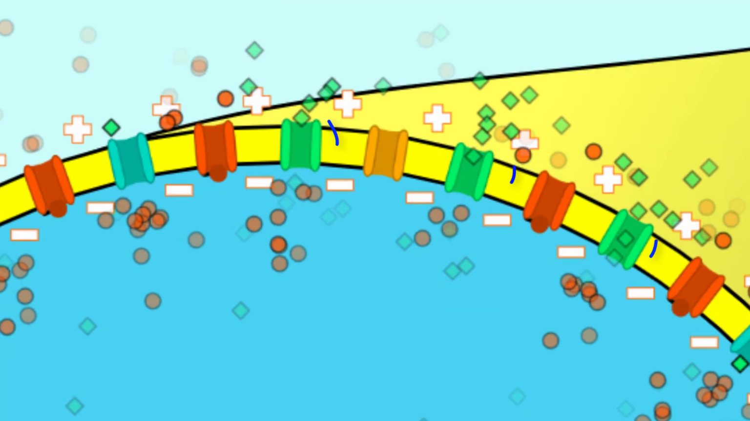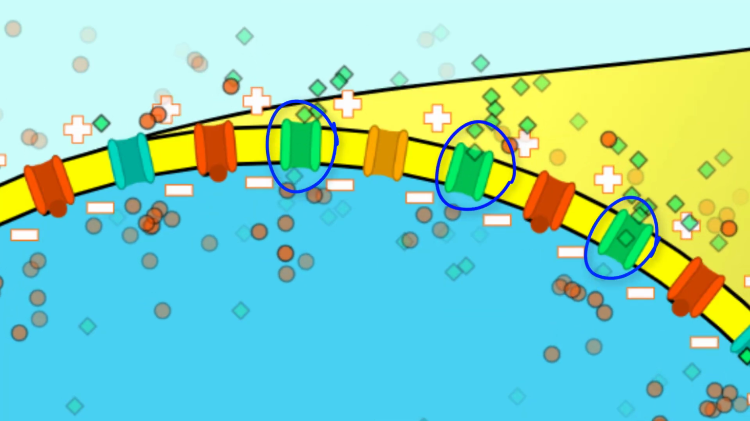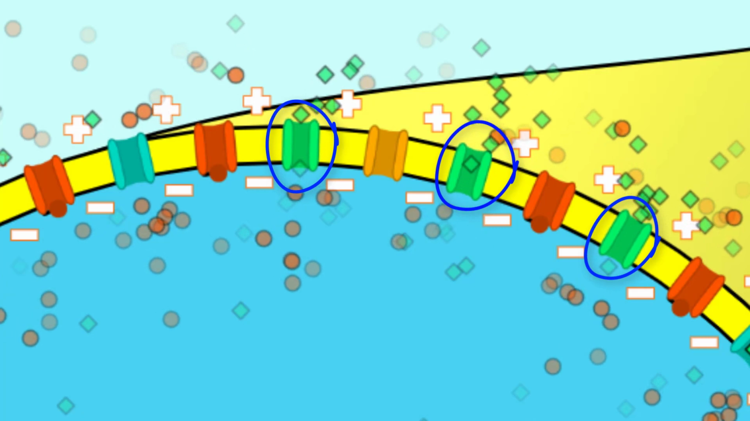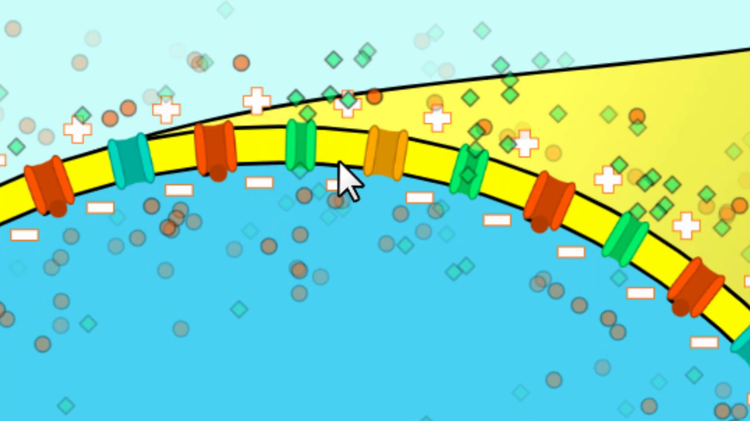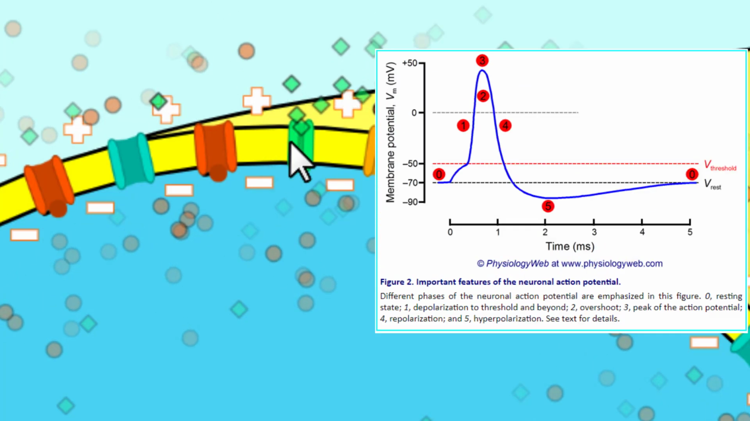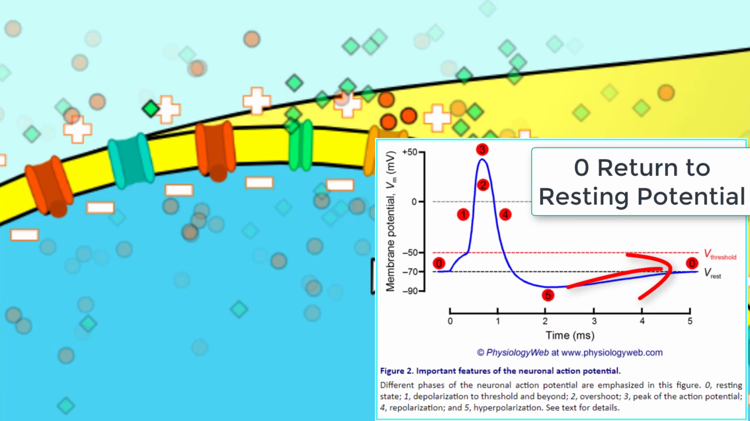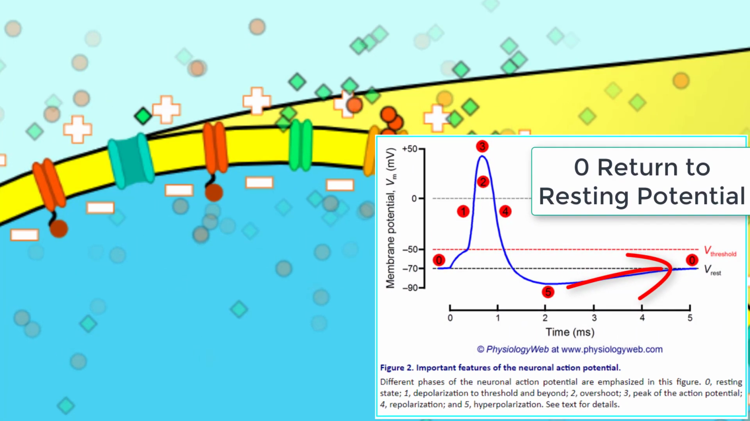However, the voltage-gated potassium channels begin to close because the membrane potential is no longer depolarized. As these channels close, we see a return to the resting membrane potential of approximately -70 millivolts.